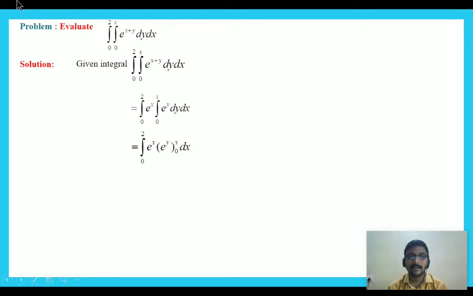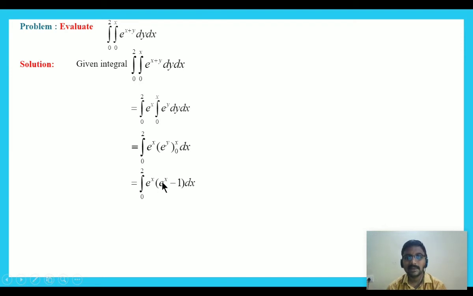Now substituting upper limit as x and then lower limit as 0, we will have e power y replaced with x, so that e power x minus e power 0, but e power 0 value is 1. Don't forget the exponential function e power y integration with respect to y is e power y. E power x integration with respect to x is e power x. So replacing, we will have e power x minus e power 0, but e power 0 value is 1.